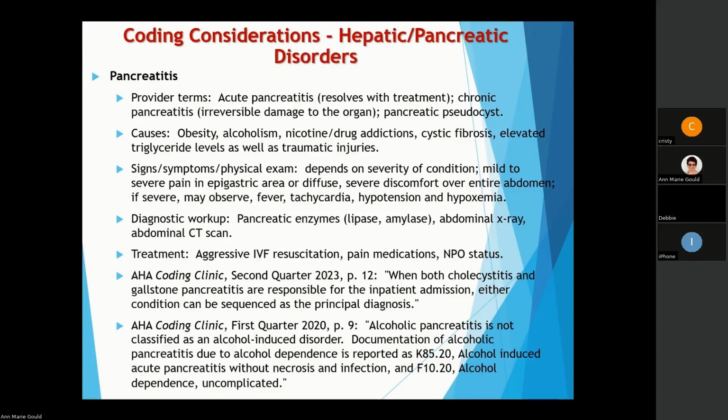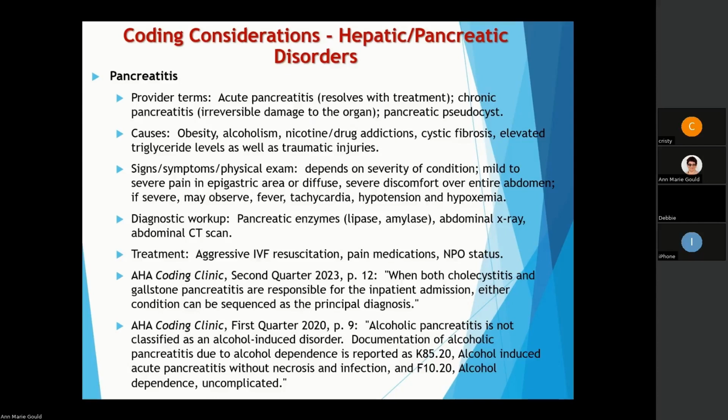Because the pancreas is so inflamed, as we all know from the anatomy and physiology we just went through, they have to make sure they get the pancreas back to normal so it maintains its functions within the GI system. That's why usually they keep them NPO, and they're given IV fluids at like 250 an hour. So they're really pouring fluids in there to help calm that inflammation of the pancreas.